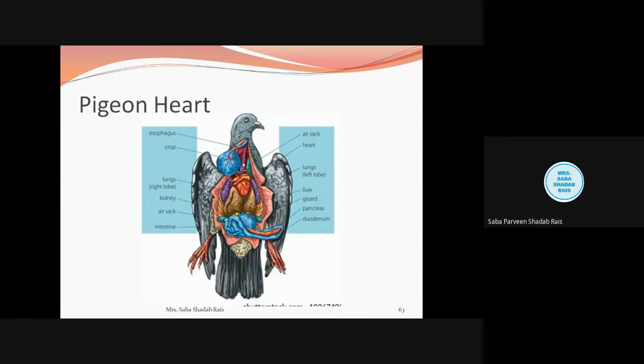So the heart of the pigeon is completely four-chambered. There will be two atria, or you can say the auricles, and two ventricles. The same chambers will be present in mammals also. When we talk about the sinus venosus and truncus arteriosus, what do you think, will they be present or not? Sinus venosus and truncus arteriosus are the accessory heart chambers. So, what is your opinion? Will they be there or not?